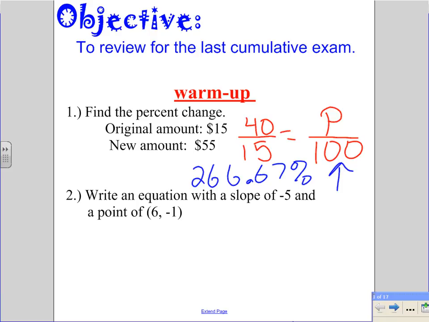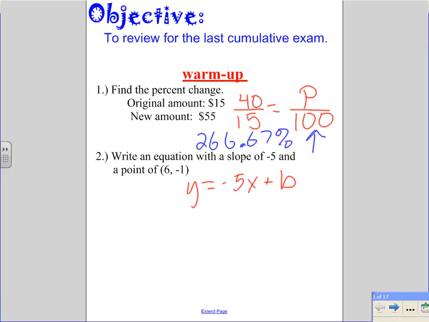Okay? All right. Second one, write an equation with a slope of 5, right, turn around, and it goes through 6, negative 1. Very first thing you should do on here is take y equals mx plus b. Okay, and now we need to find b. So plug your m in. How do you find b? This is a hard one. Kevin?